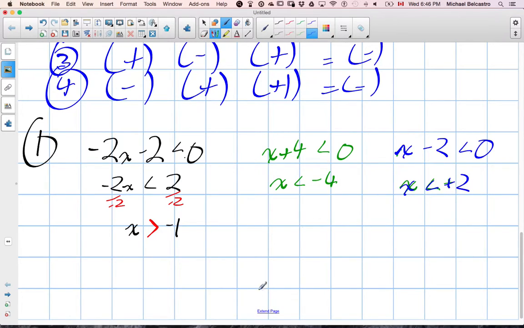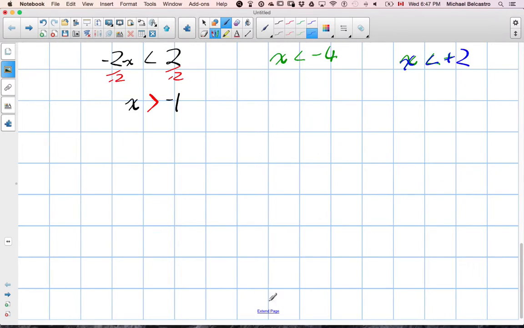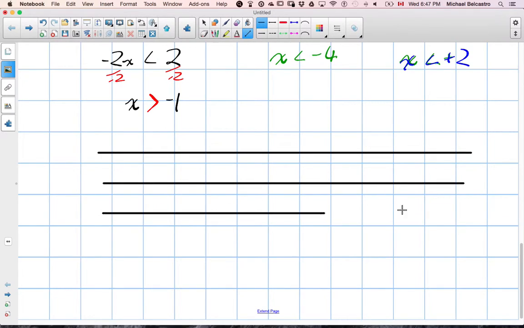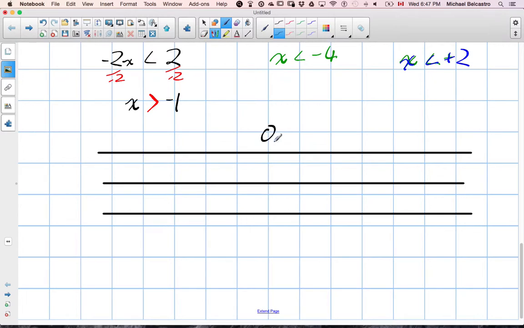This is where the number lines come in. I'm going to draw all 3 of these number lines. So for case 1, number line 1, 2, and 3. Okay. And I'll call this 0. So this will be our 0 on all the number lines. When x is greater than negative 1, apparently it's negative. So if this is negative 1, we're talking about all of this area because x is greater than negative 1 in that example.